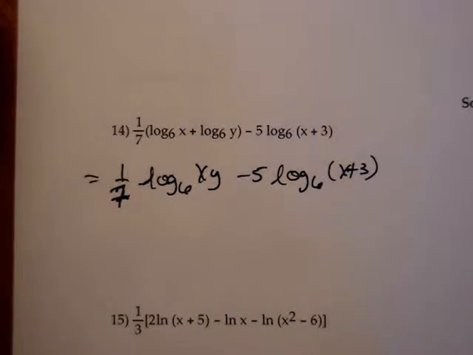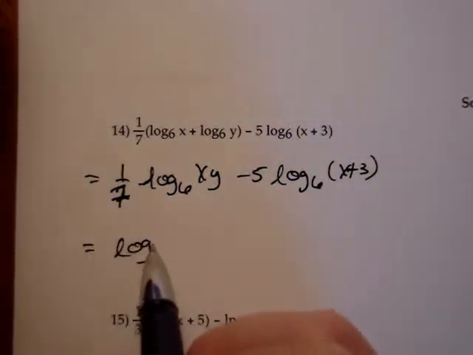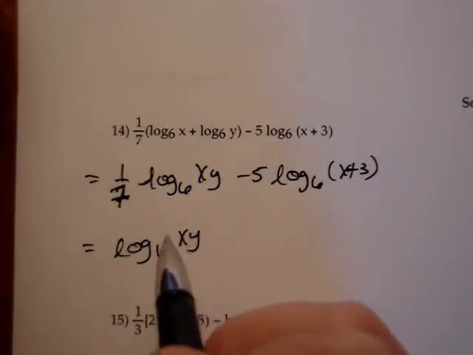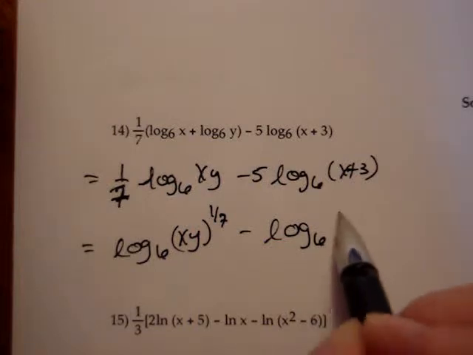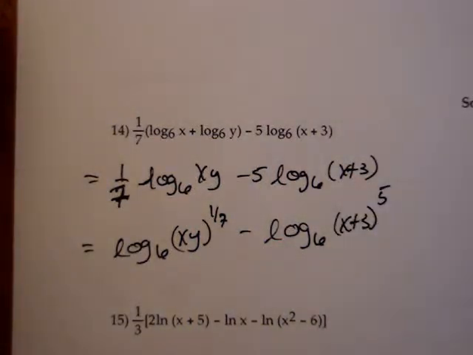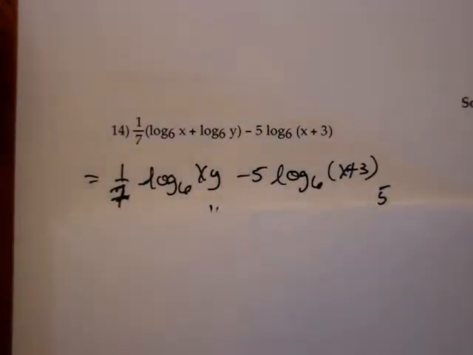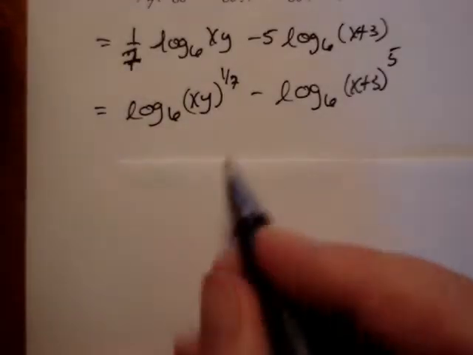Now I'm going to make my exponents hop back up. The log base 6 of xy, that's to the 1/7, minus the log base 6 of x plus 3 to the 5th power. And then the last step would be to put them together in a division.